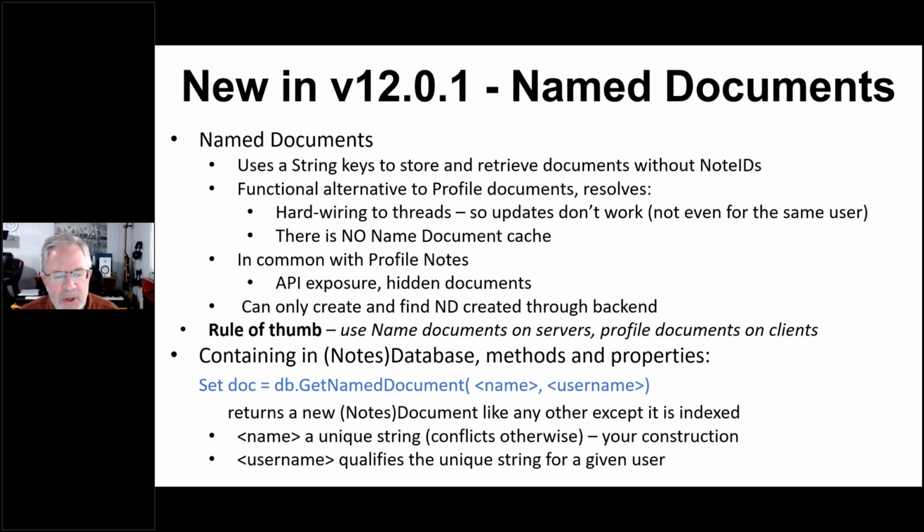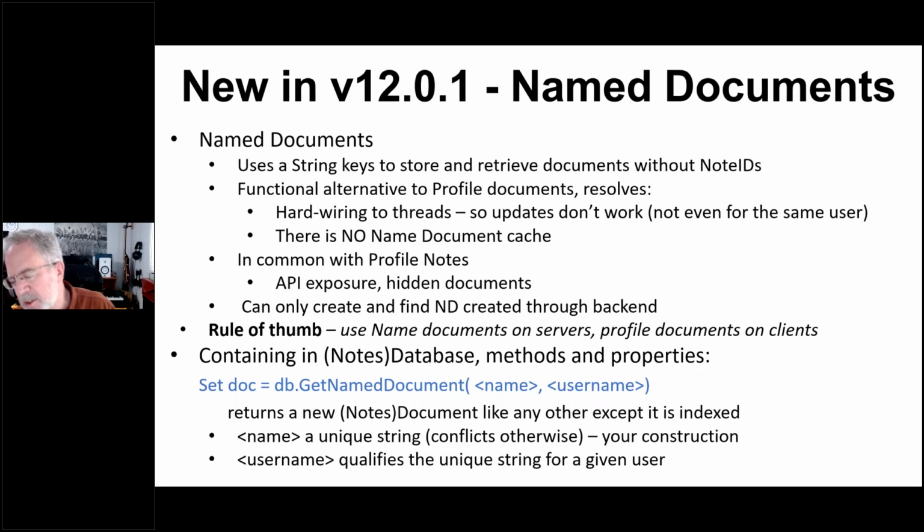What they have a lot in common with profile notes is the APIs, the exposure, the hidden document nature. Those are all part of both of these mechanisms. And they can only be done through the back end right now. There is no C API publication. We're looking at that for 1202, but that's it.